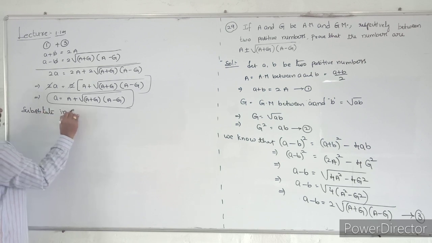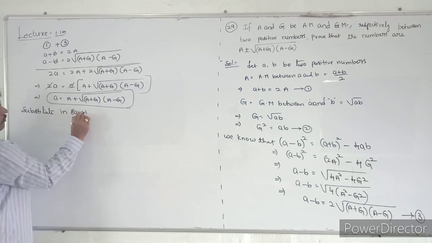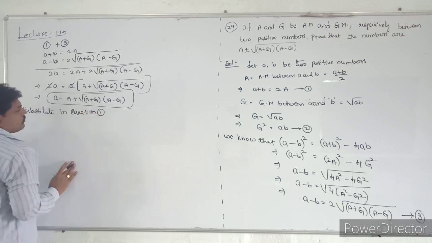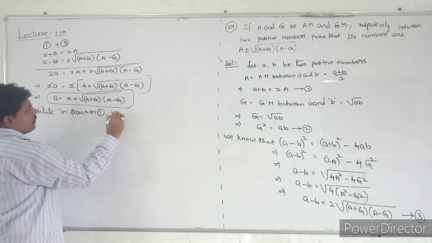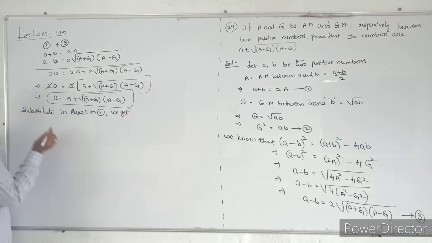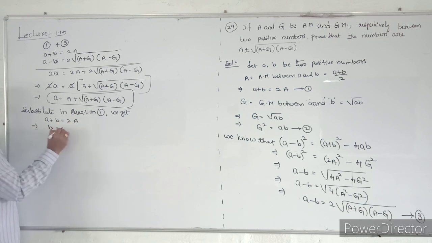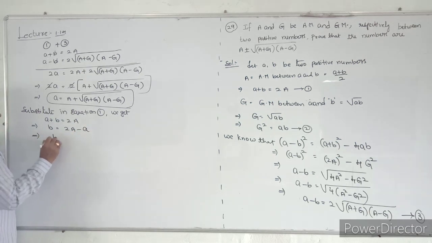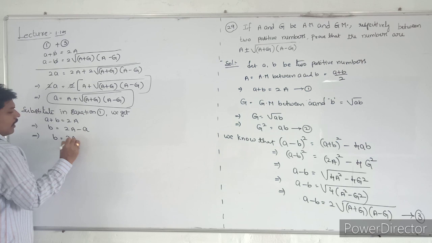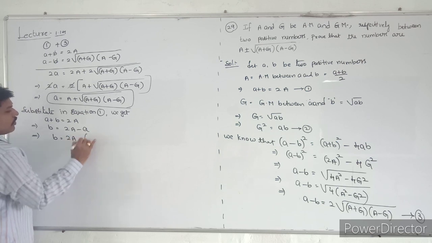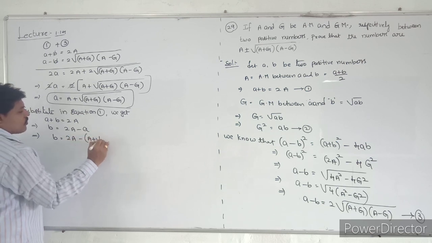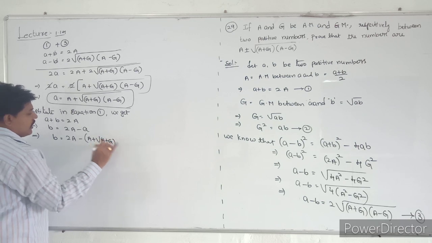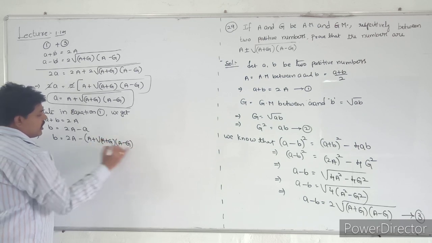Substitute in equation 1. What is equation number 1? a plus b is equal to 2A. That implies b is equal to 2A minus a. So b is equal to 2A minus, what is the a value? a value is nothing but A plus square root of (A plus G)(A minus G).